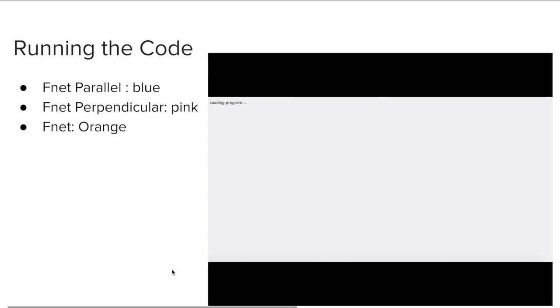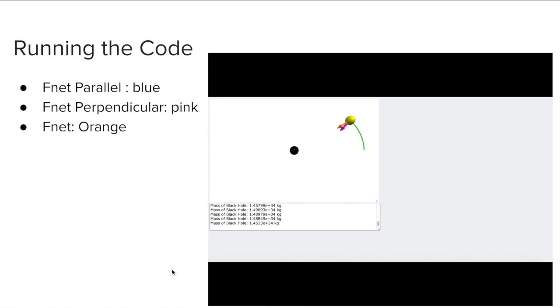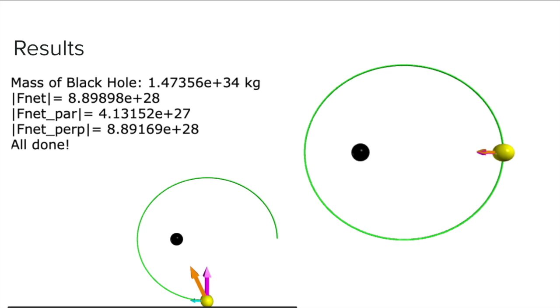Here you can see the output when the code is run. The orange arrow shows Fnet, while the blue arrow shows the parallel component of Fnet, and the pink arrow shows the perpendicular component of Fnet. The results of the model show the mass along with the magnitudes Fnet and its parallel and perpendicular components.